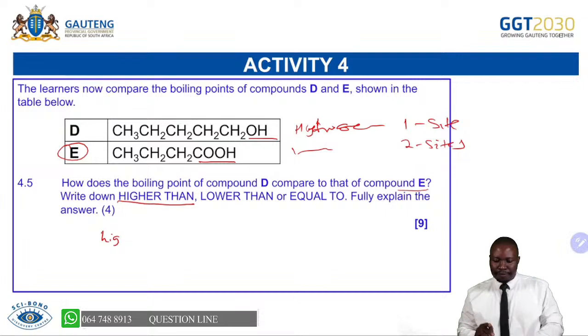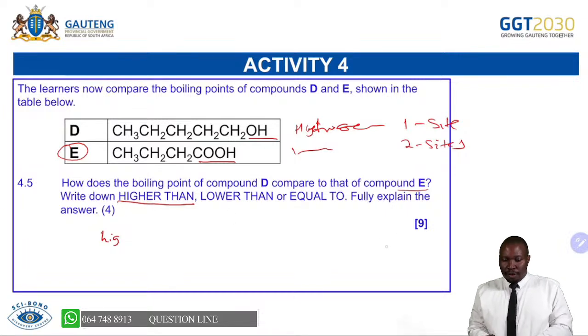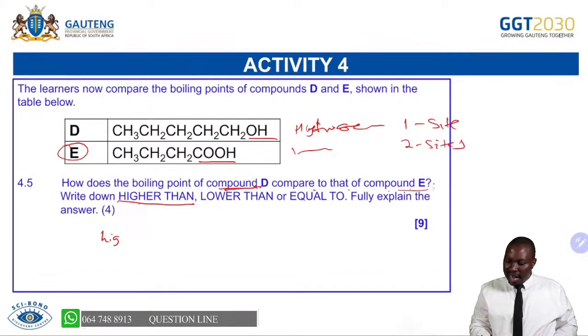You must be very careful on what comes first in the question, in the statement. How does the boiling point of compound D compare to that of compound E? So you start with D, as they are written there. If you just rush, you are talking about E, and you'll say E is higher than D, but the question started with D. So even when you respond, you will start with D. So you'll say compound D is higher.